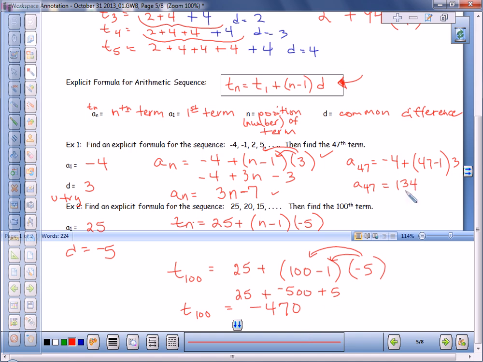Okay, so did you write the formula? And can you get the answer? Yes. Okay. Let's write the recursive formula for this one. What would the recursive formula be? T sub 1 equals 25. T sub n equals T sub n minus 1 plus the common difference. What's the common difference? Negative 5. Okay, so there's recursive. There's explicit.